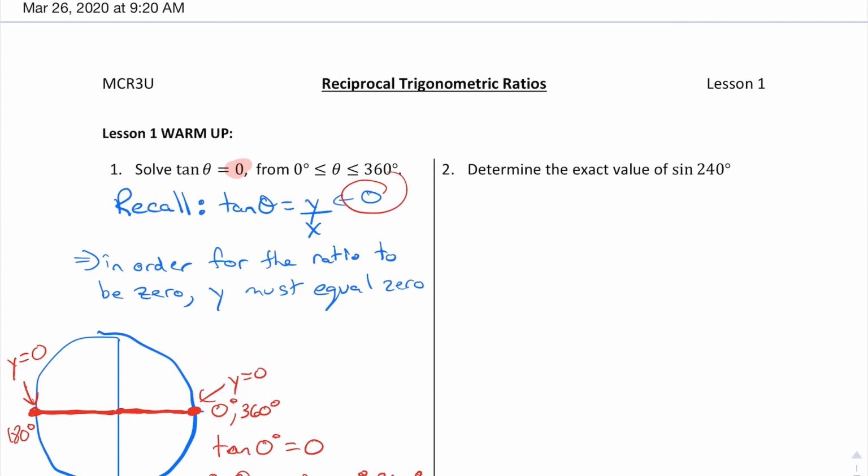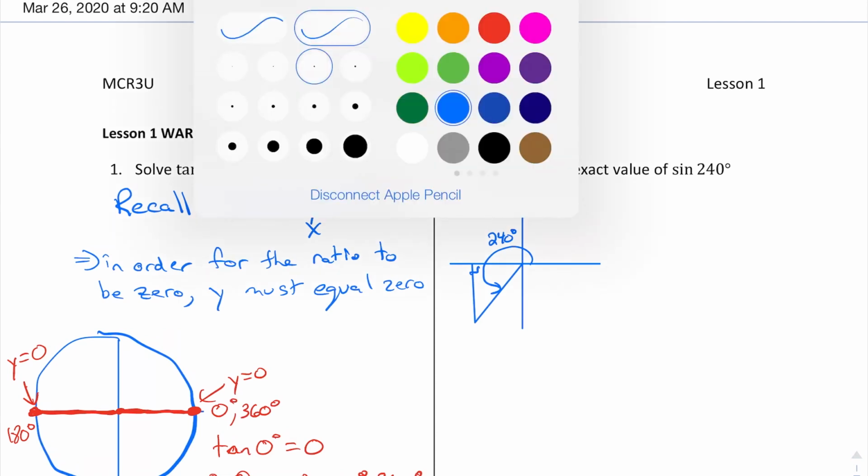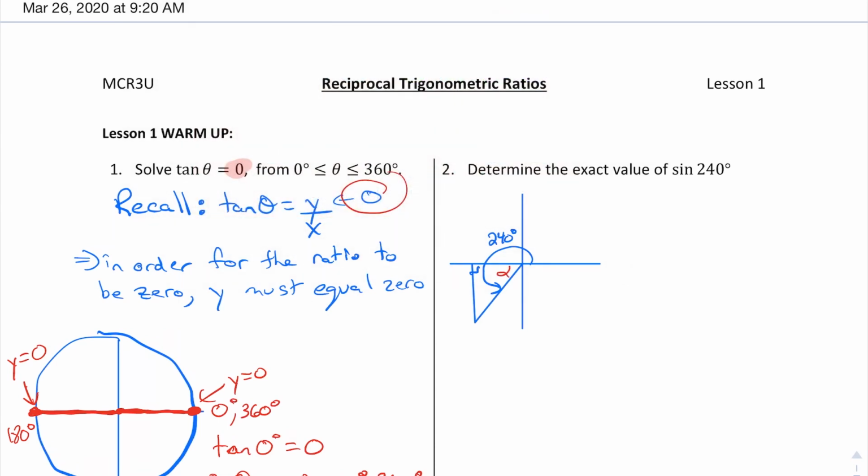So the next one says determine the exact value this time of sine 240. So let's just sketch this. So I can do 240, that's somewhere here. Something like that. Always what we need to try to use in this case is try to find what alpha is. So if you think of this one as being 240 minus 180, that gives us an alpha or related acute angle of 60.